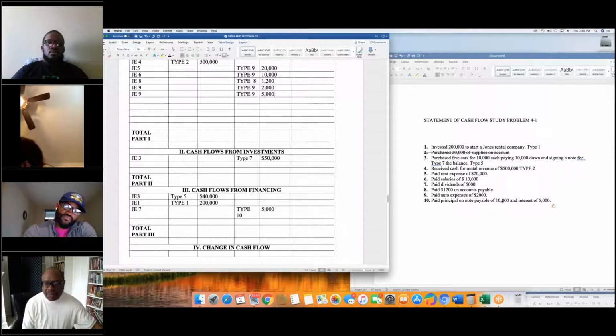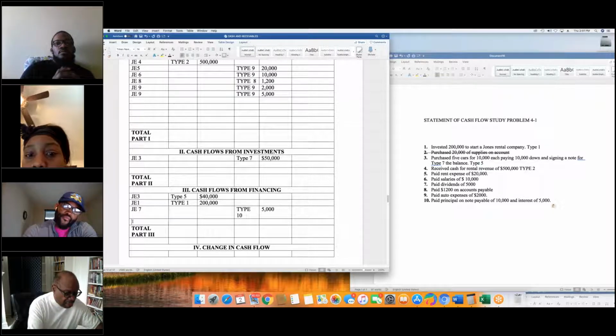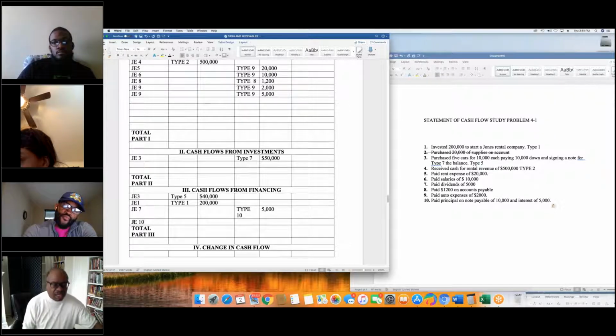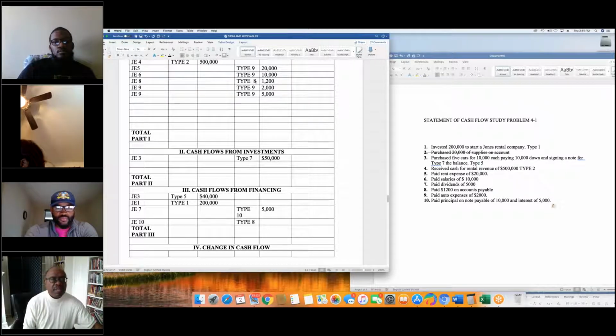Then we've got to go back and pick up this 10 as a note payable, so it's long term. So we're going to come down here with journal entry 10 also. And this is going to be a type 8, but it's long term. So as a long term, it comes down here, but short term is up here. And the amount is how much? 10,000.